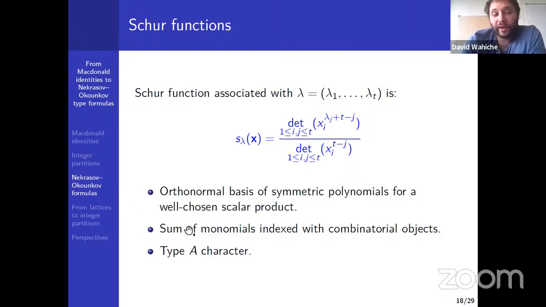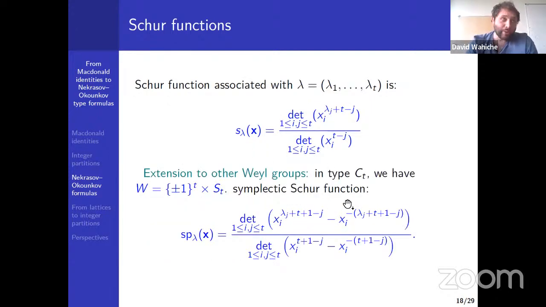You can think of it as an orthonormal basis of the symmetric polynomials for a well-chosen scalar product. It is not obvious that those functions are actually polynomials. One way of looking at this is to see them as a sum over Young tableaux, and then it is obvious that this is actually a polynomial. In our case here, we are going to think of it as a type A character, so as something that is invariant under the action of the Weyl group. When you think of it that way, it naturally extends to other kinds of Weyl groups.